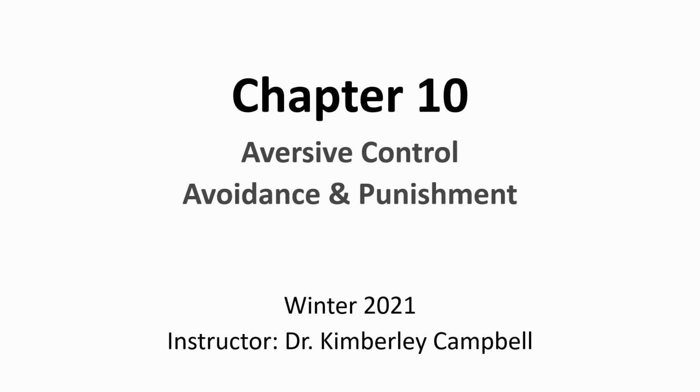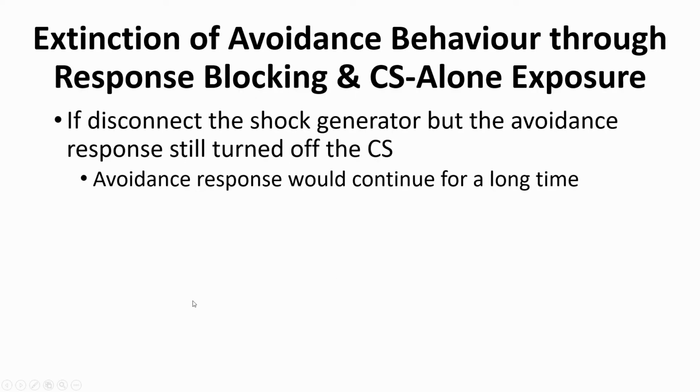In this lecture, we're going to continue on with Chapter 10. So we've been talking about aversive control, and specifically we've been talking about avoidance, and we will eventually work our way up to talking about punishment. But we had left off not quite wanting to get into talk of extinction. So today we're going to begin with extinction of avoidance behavior through response blocking and CS alone exposure.